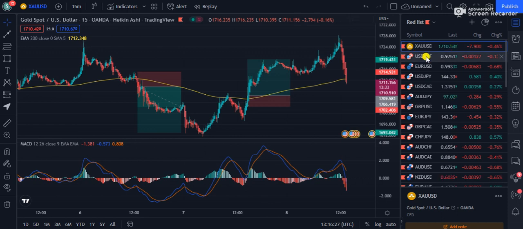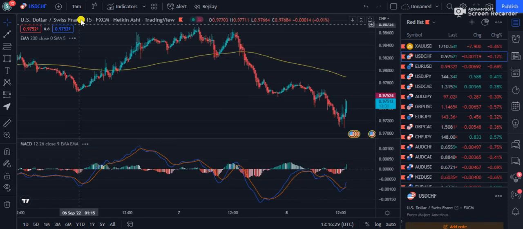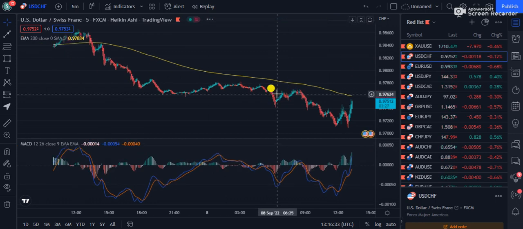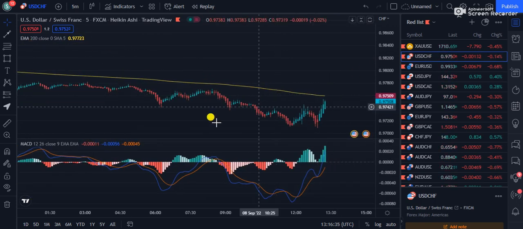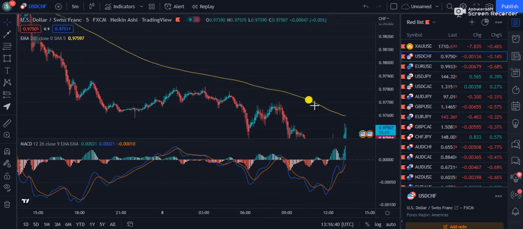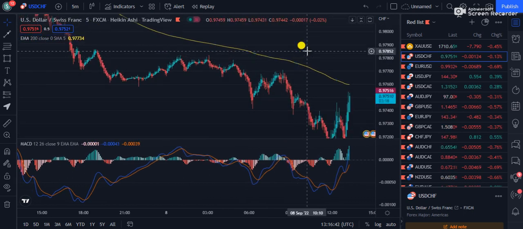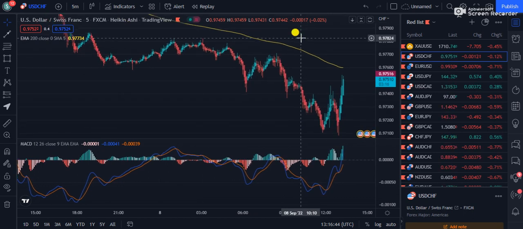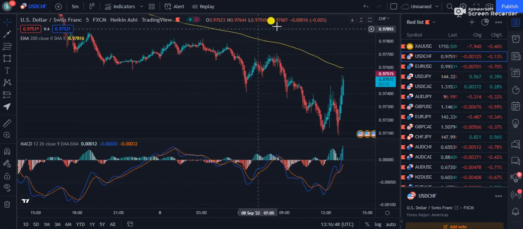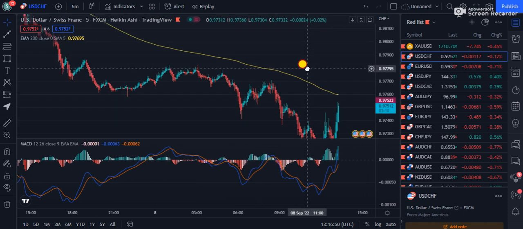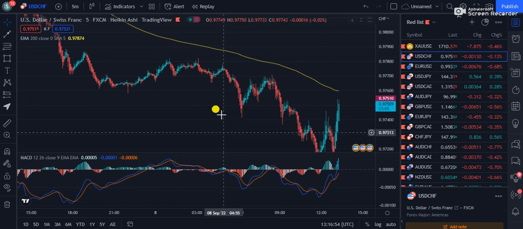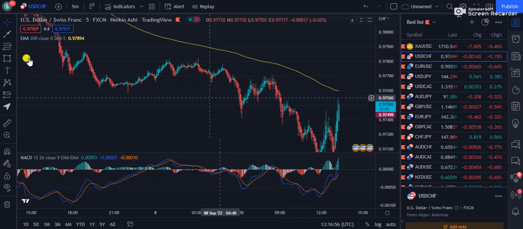Okay, so this is not limited to 15-minute. For example, if I go to USDCHF 5-minute time frame, let's have a look at what's going on. Now you need to take care of one very good thing that I'm telling you right now: do not take any kind of bullish crossovers when you are below the 200 EMA, only look for sell opportunities.